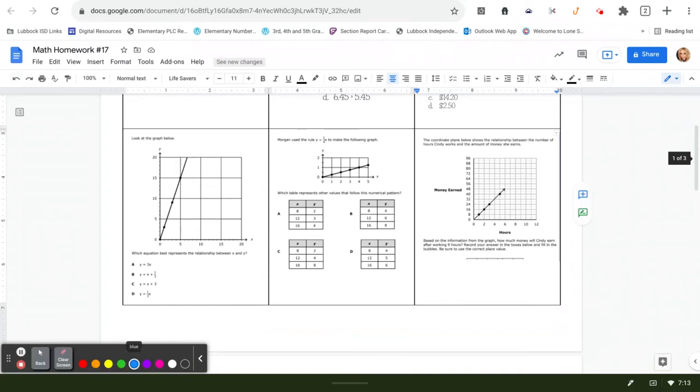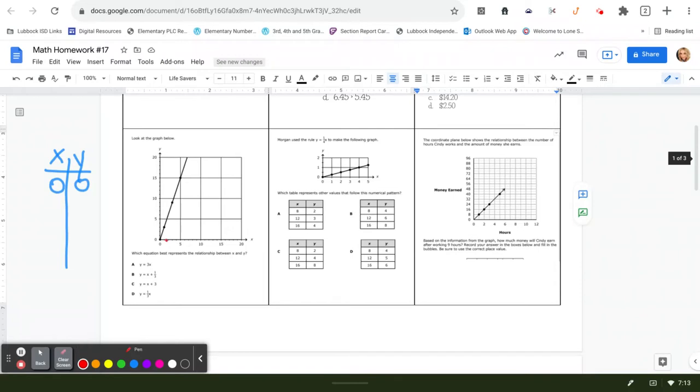The next one says, look at the graph below. Which equation best represents the relationship between x and y? So we're looking for our rule here. What you need to do first is make your input-output table. And I can see 1, 2, 3, 4 dots that I need to write the ordered pairs for. So starting with this first one is 0, 0. That's our origin.